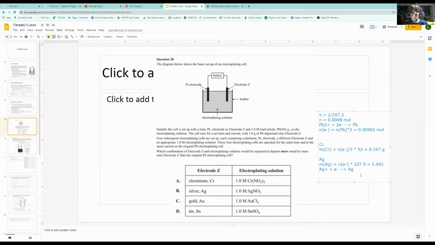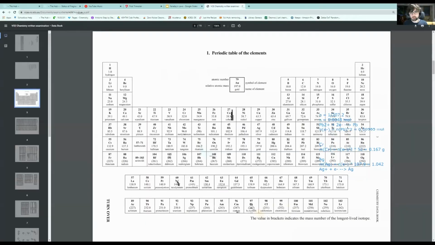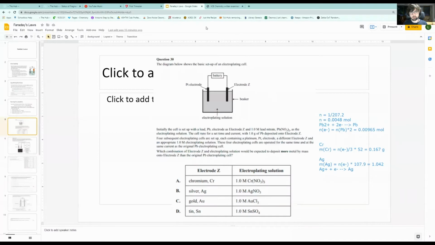Now the gold is going to be 3 plus. If we look at that, the tin and the gold are going to be pretty similar. I'll run through them. You could just stop here, given that it was a bit higher. Maybe you want to double check it just because this is still pretty close. So the mass of gold is going to be equal to the amount of electrons divided by 3 times the molar mass of gold, which is 197.